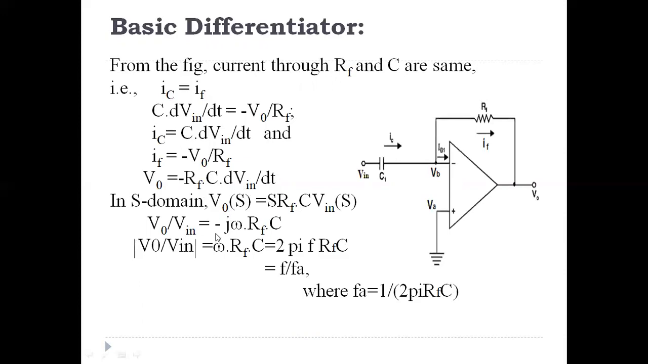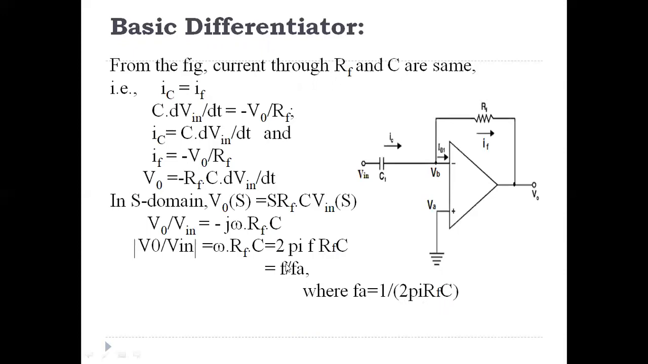So V0 by Vn is equal to minus j omega RF into C. If you take the magnitude, then V0 by Vn is equal to omega RF into C. This is in the form of A plus jB, where A is 0 and B is omega RF C. That is square root of A square plus B square, that is square root of omega RF C whole square. The square root cancels, then we get the equation as omega RF into C. If you substitute omega as 2 pi f, so 2 pi f into RF into C, that is f by fa, where fa is equal to 1 by 2 pi into RF into C.